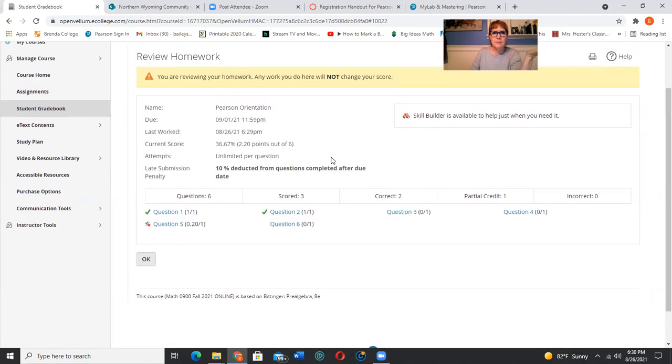And it usually has a pop-up. It says here, you are reviewing your homework. Any work you do here will not change your score. And the reason they tell you that is that some people actually think they can improve their score by going to this, but you can't. So you don't have to worry about it. This is just review. And you can click on a question and review it. And it'll give you a similar question to what you had as the original. So this is a way to review for a test.